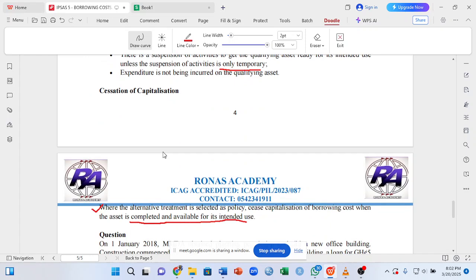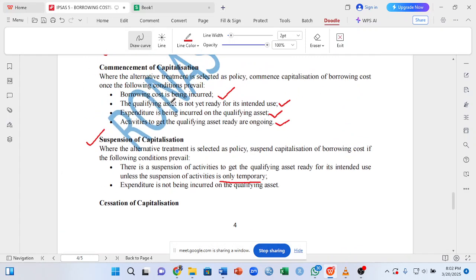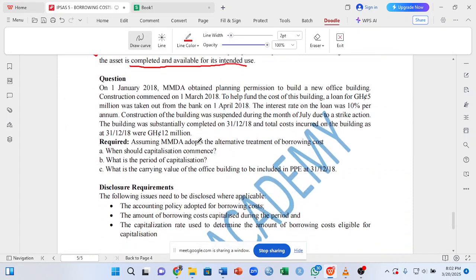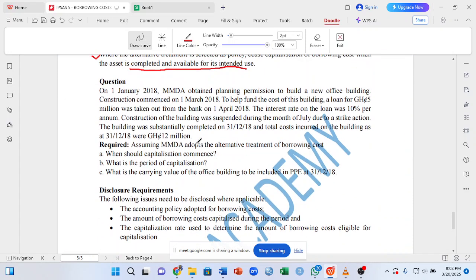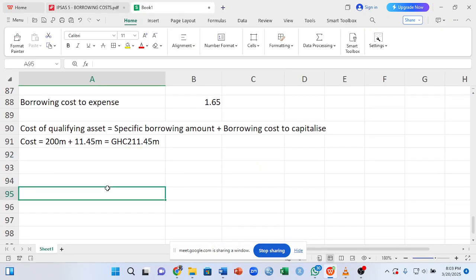Okay, so let's check for each one. The main one will be that borrowing cost is being incurred. When is borrowing cost being incurred? The day you go for the loan, that's when the borrowing cost will be incurred. So what is the date that you went for the loan? 1st April 2018. So on 1st April, borrowing cost is being incurred. That's 1st April. April is 4.